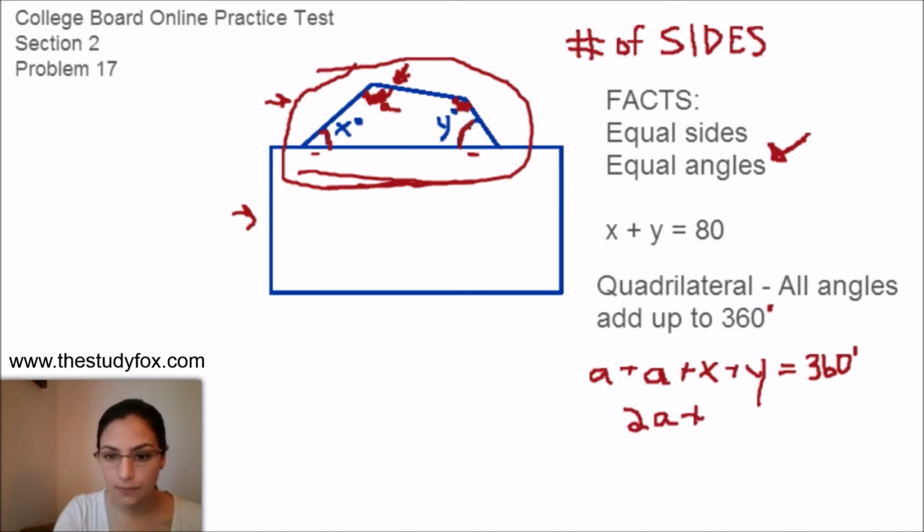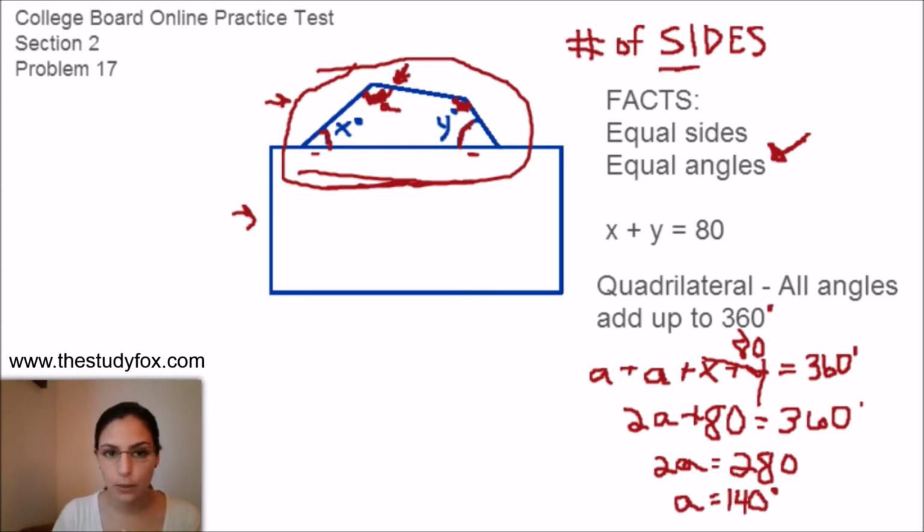plus 80 equals 360. Okay, and the reason that I put 80 is because we know from our facts that x plus y equals 80, so we can cross out x plus y and make that 80. So then if we solve our formula, we'll get 2A equals 280, and A equals 140.